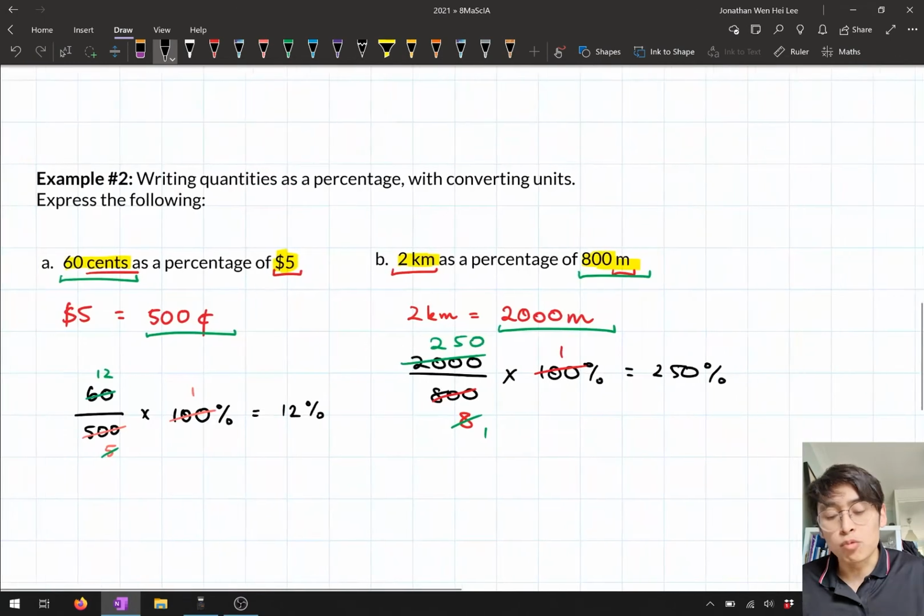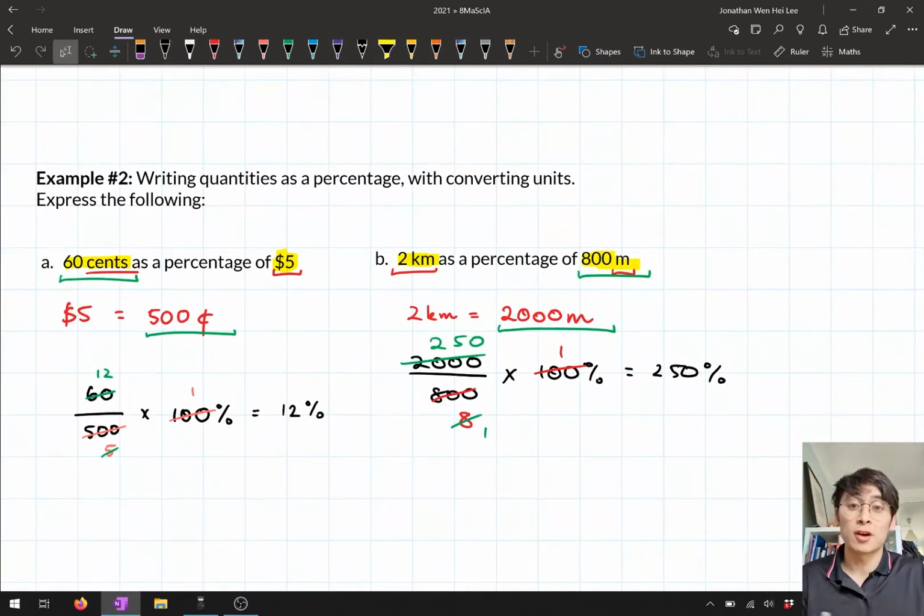Okay, so that's how we write a quantity as a percentage. What we want to do is, firstly, check that both of them have the same unit. If they don't have the same unit, we want to convert. So we need to remember our conversion of different units. Then the first step after that is to write it as a fraction. In the top of my fraction, I'm going to have my part. At the bottom of my fraction, I'm going to have the whole. What part am I comparing to the whole? And then from there, we convert it to a percentage. Here, we multiply by 100%. Okay, so that's what we do when we are writing quantities as a percentage.